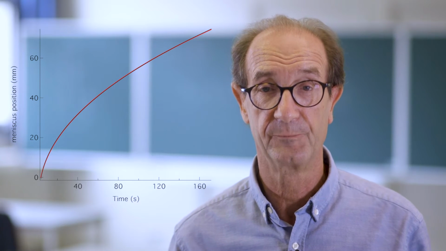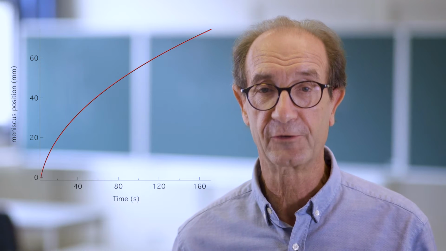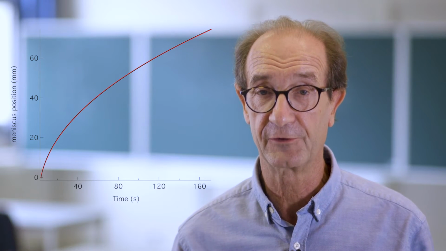We can make these observations more quantitative. By performing an image analysis of the video, we can record the position of the meniscus as a function of time, and this is shown on this graph as a red curve. Clearly, the dependence is nonlinear, and the slope of the curve, which gives the meniscus speed, decreases with time.